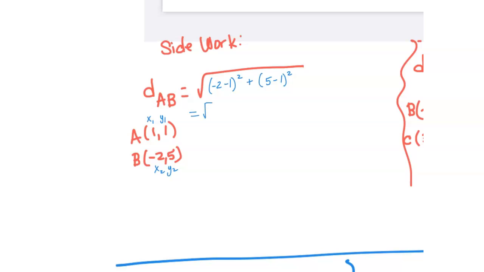And this gives us the square root of (-2 minus 1), which is -3 squared, plus 4 squared. -3 squared is 9 plus 16. 9 plus 16 is 25. So we have the square root of 25, which is equal to 5. Side AB is 5 units long.